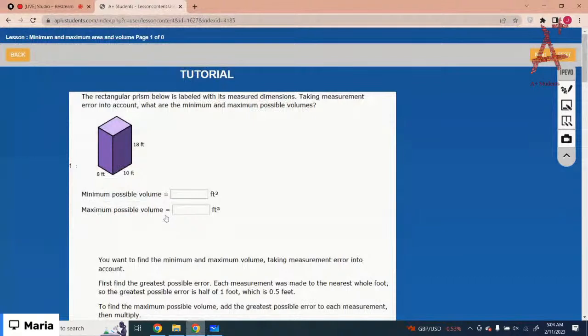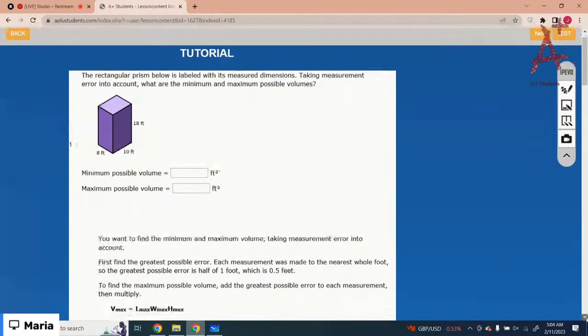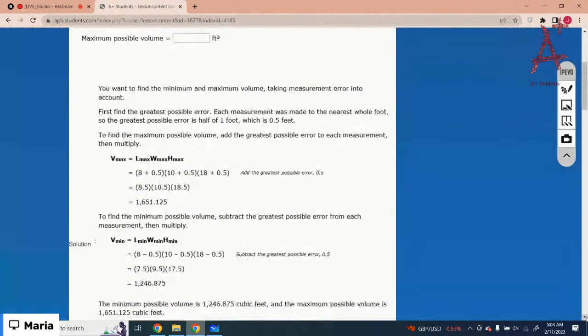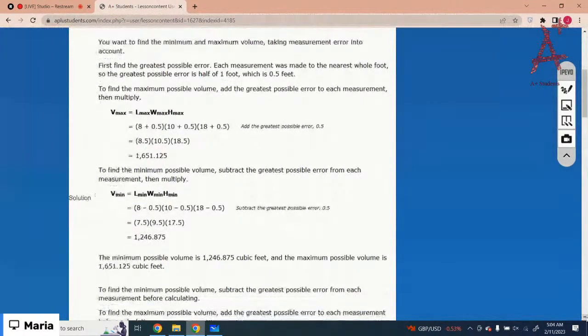Okay, the rectangular prism below is labeled with measured dimensions. Taking measurement error into account, what is the minimum and maximum possible volumes? So we have to calculate the maximum and minimum possible volumes. Got it? Okay, so you want the minimum and maximum volume, taking measurement error into account.